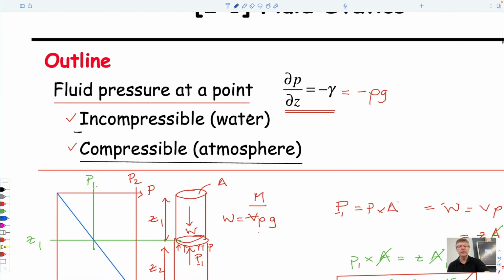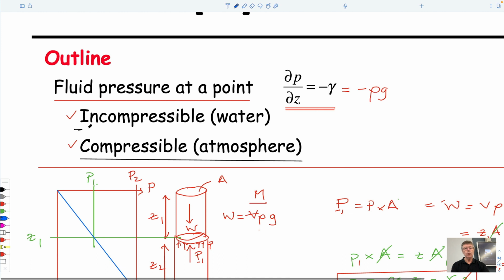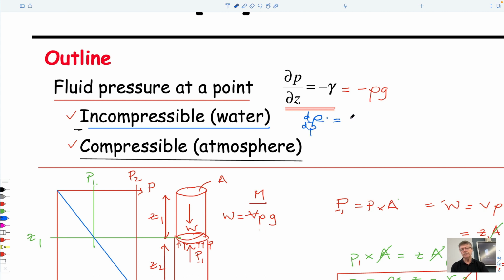And so we've made the point that it's different when we look at an incompressible fluid. So I guess an incompressible fluid will be where the change in density with pressure is equal to 0.